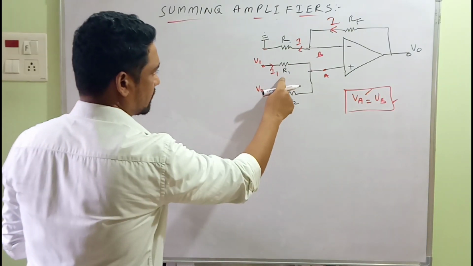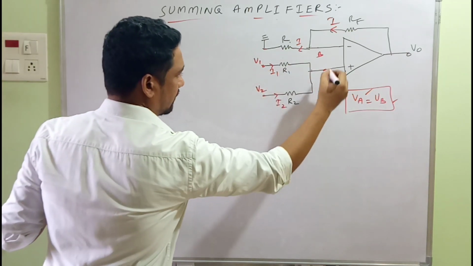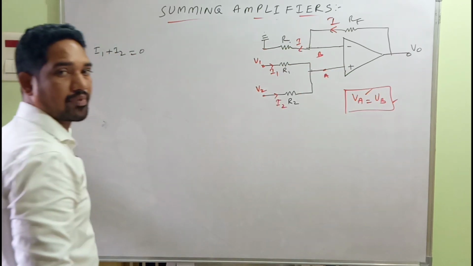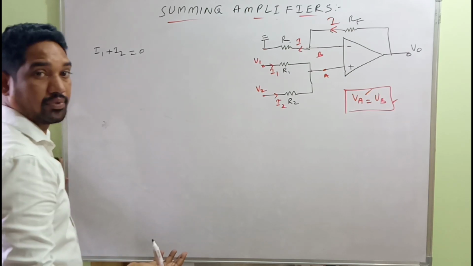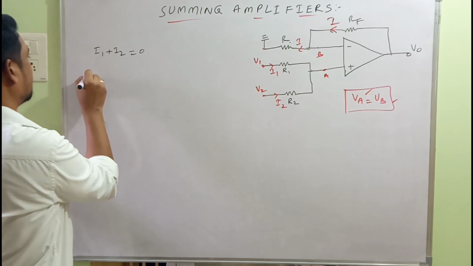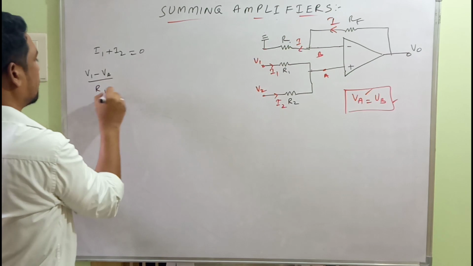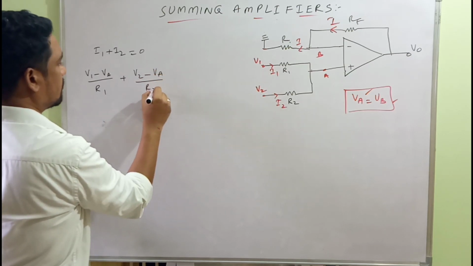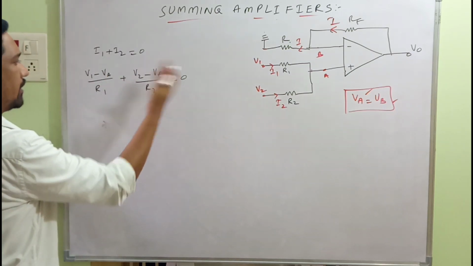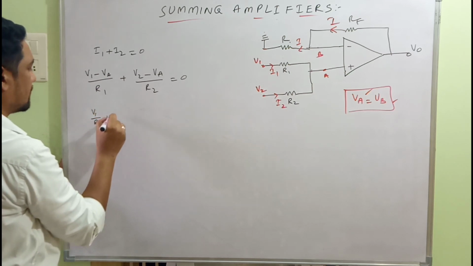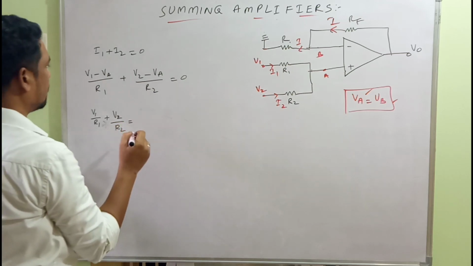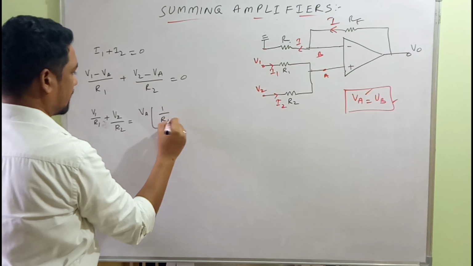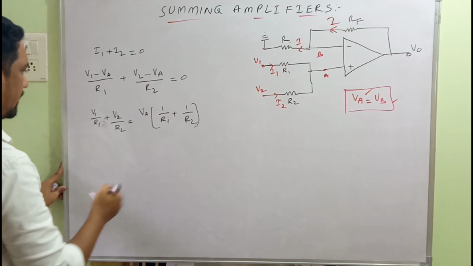How to write the expressions for this one? For I1 we have VA, so I1 plus I2 equals 0. The input current to the operational amplifier is very small, which can be neglected and assumed to be 0. How to write the expression for I1? It's (V1 minus VA) by R1 plus the same thing for I2, (V2 minus VA) upon R2, which is equal to 0. Separating V1, V2 and VA, V1 by R1 plus V2 by R2 will be equal to VA, taking VA common, into 1 by R1 plus 1 by R2. And simplifying this, what will it be?